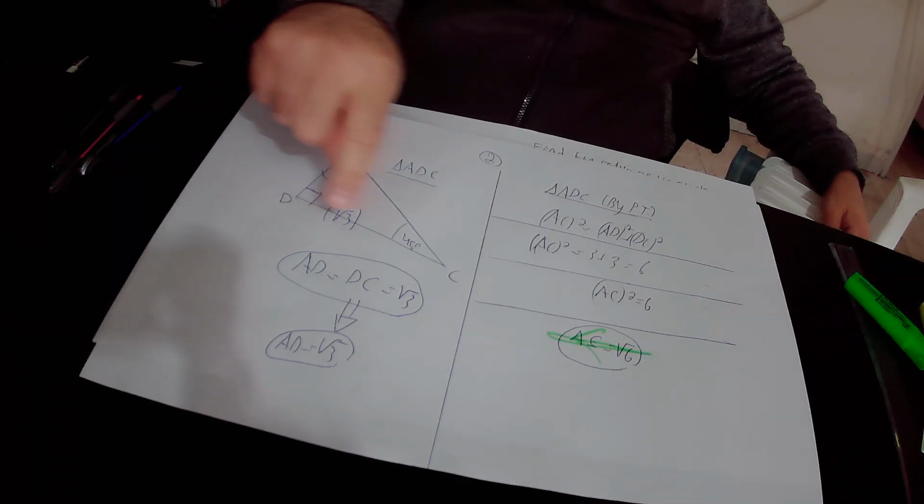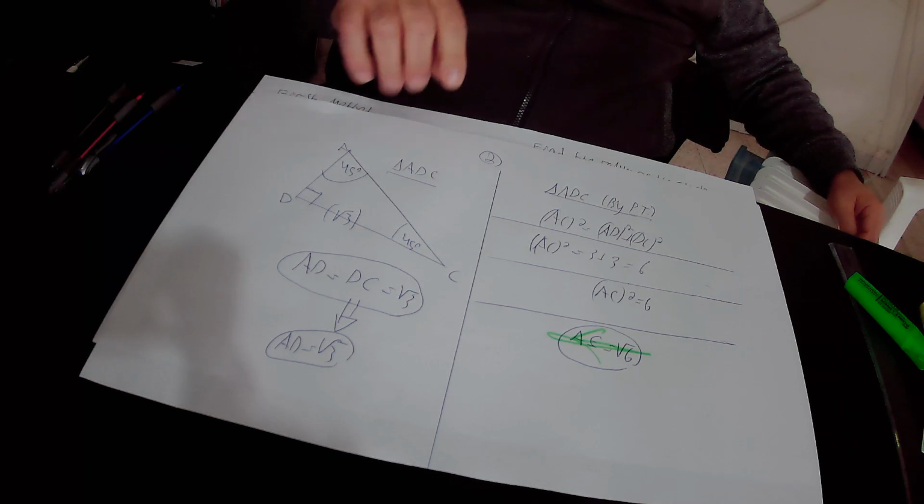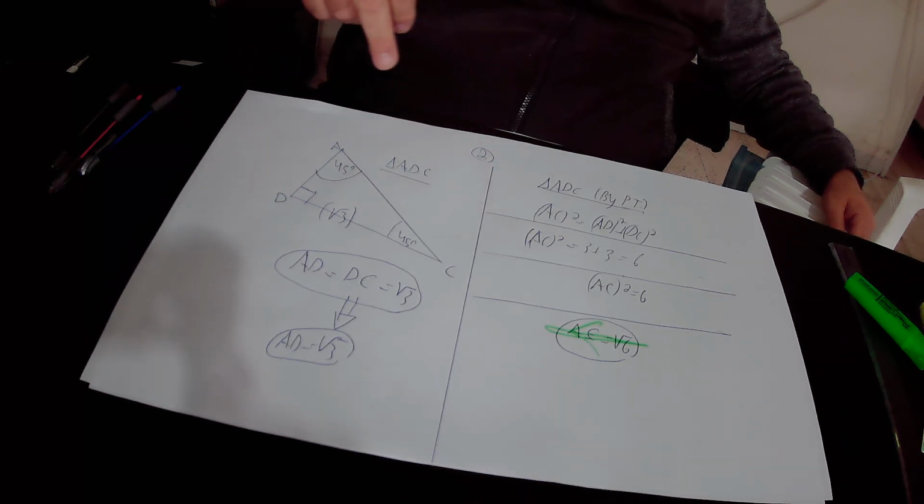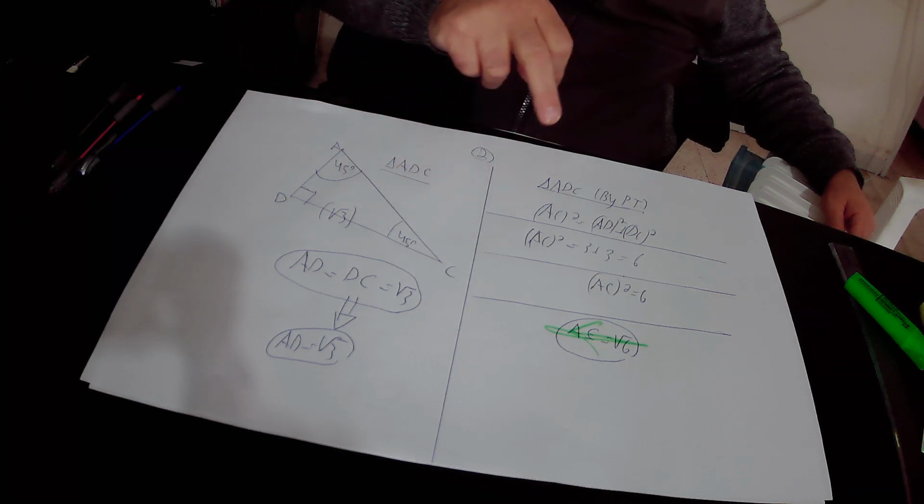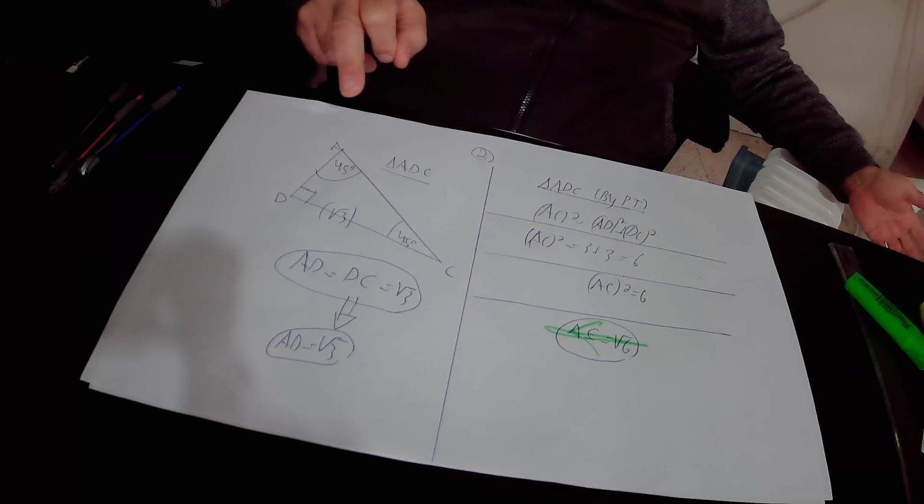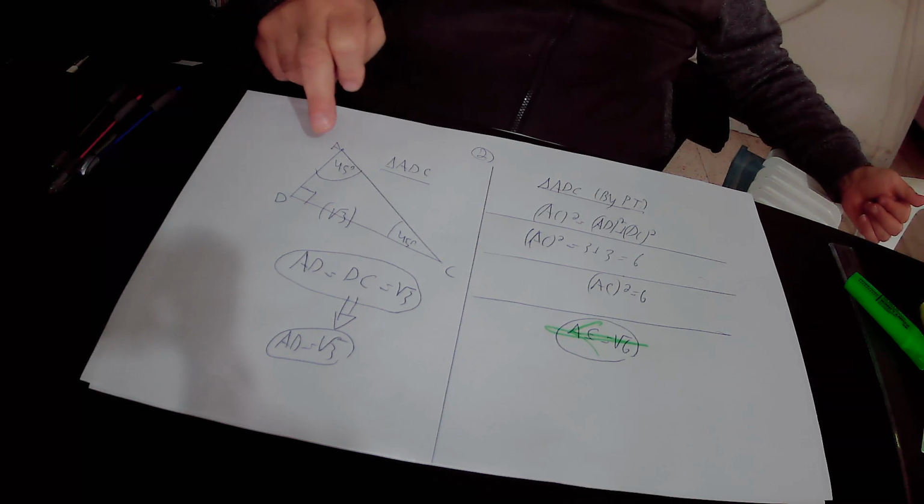Here we implement the Pythagoras theorem on this right triangle, triangle ADC. According to the Pythagoras theorem, in the right triangle ADC, AC squared equals AD squared plus DC squared. So AC squared, that is the square of the hypotenuse, equals AD squared. AD is square root of 3.